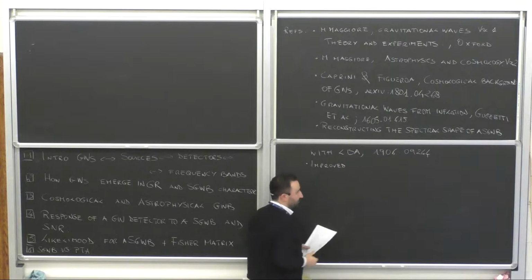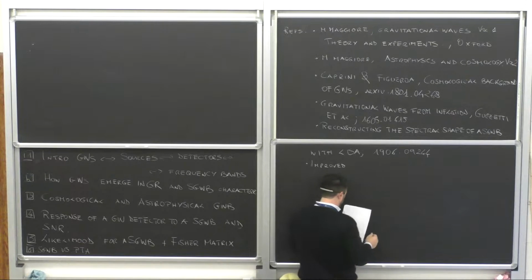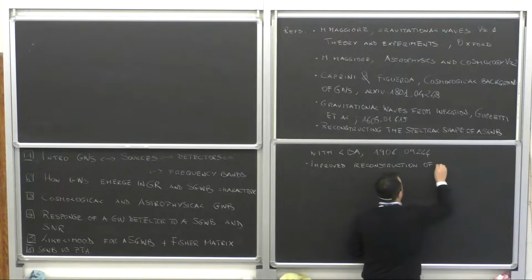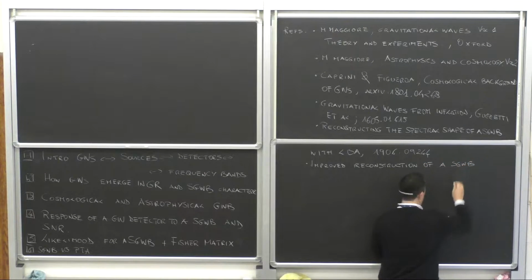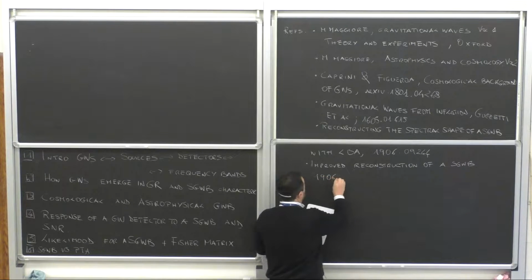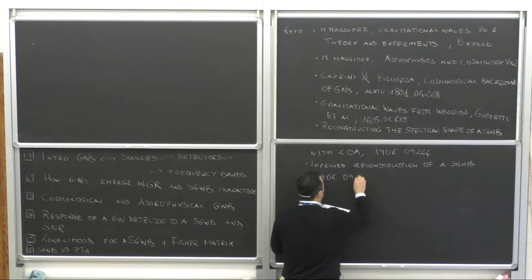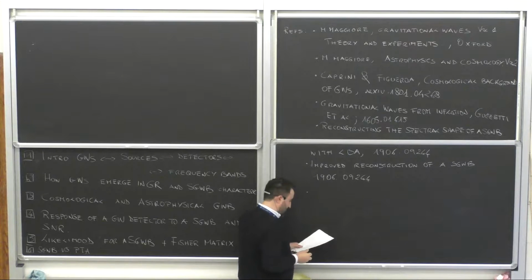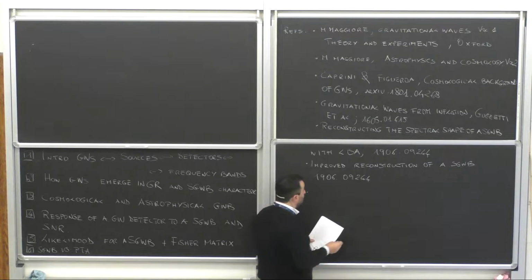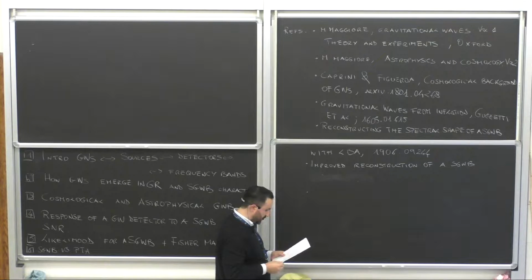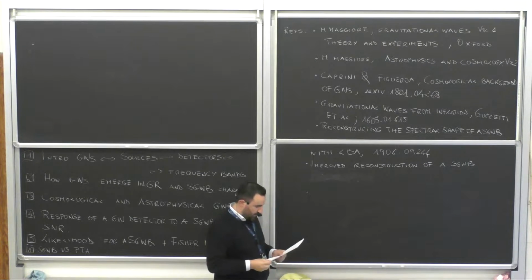Improved reconstruction of a stochastic gravitational wave background, again with LISA. The arXiv is 1906.09244. Sorry? It's the same one, then I don't remember. I will tell you later. I don't remember the arXiv number.